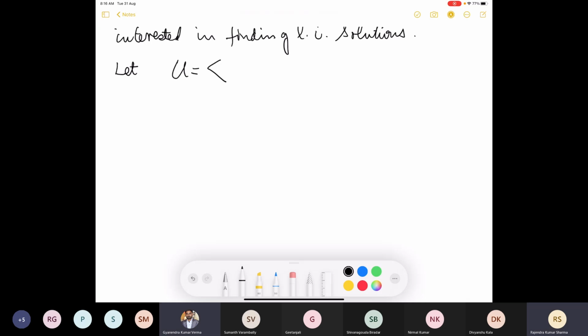Anyway, let me recall what U is. So U is the subspace here of V. V is Fn over F, which is spanned by the vectors, let us say, a11, a12, a1n, and second vector say a21, a22, a2n, and say the mth vector am1, am2, amn.